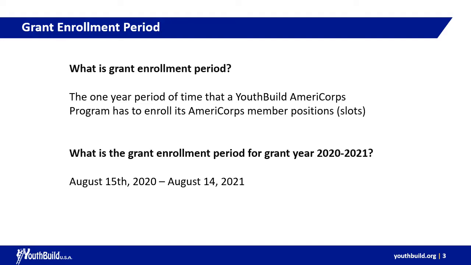The grant enrollment period is the 1-year period that programs have to enroll their members into slots in the current grant year. The enrollment period always begins on August 15th of the year the grant begins and extends until August 14th of the following year. This means that for the 2021 grant year, the enrollment period goes from August 15, 2020 and extends until August 14, 2021.